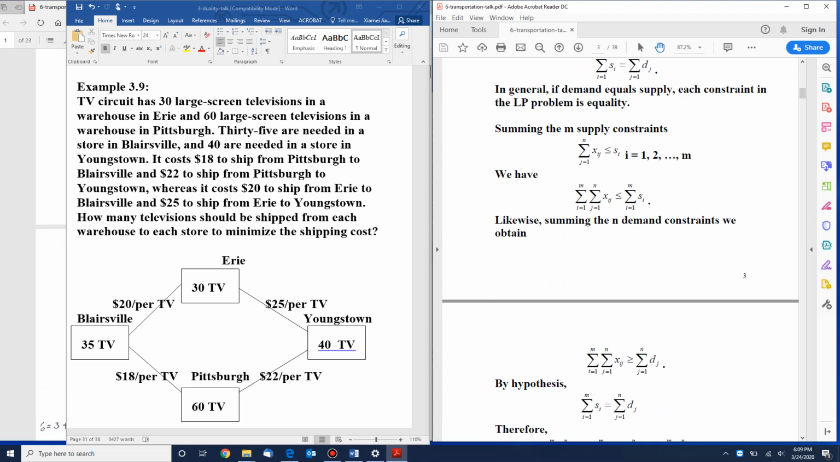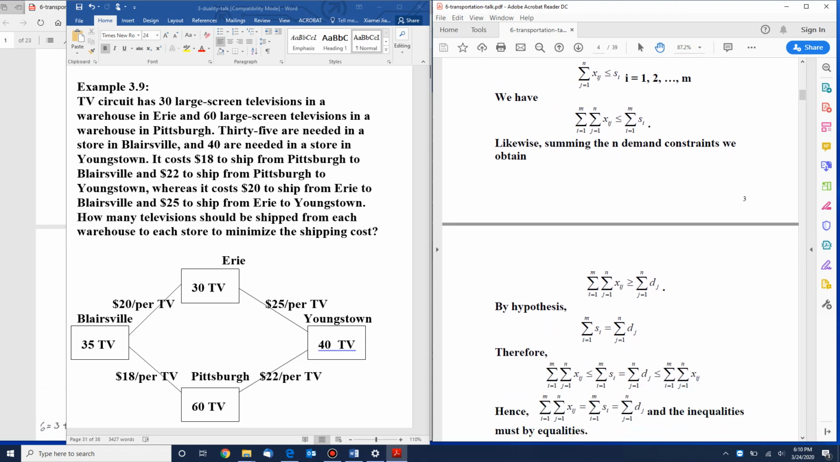And because we know that when the demand equals the supply, that means the sum of si equals the sum of dj. And this actually leads to what? With these two inequalities, we have that the sum of xij equals the sum of si and equals the sum of dj. So in this way, all the constraints should be equalities.